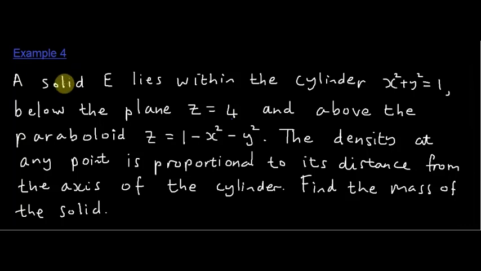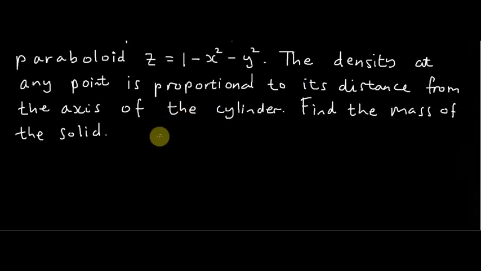In example 4 it says, a solid E lies within the cylinder x squared plus y squared equals 1, below the plane z equals 4, but above the paraboloid z equals 1 minus x squared minus y squared. The density at any point is proportional to its distance from the axis of the cylinder. So basically from the origin. Find the mass of the solid.